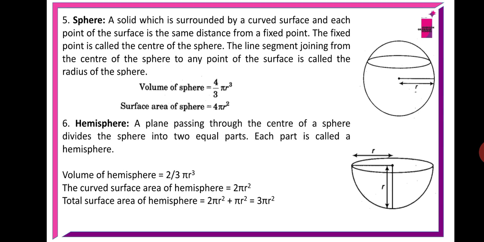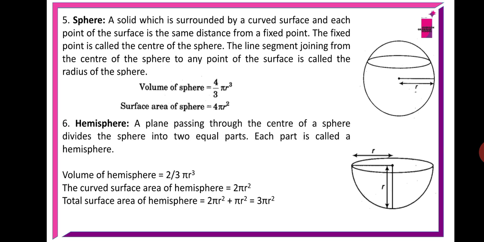Sphere. A solid which is surrounded by a curved surface, where each point of the surface is at the same distance from a fixed point. The fixed point is called the center of the sphere. The line segment joining the center of the sphere to any point of the surface is called the radius of the sphere. The volume of a sphere will be 4 by 3 pi r cube. The surface area of a sphere will be 4 pi r square. For a sphere, the total surface area and lateral surface area are the same, equal to 4 pi r square.